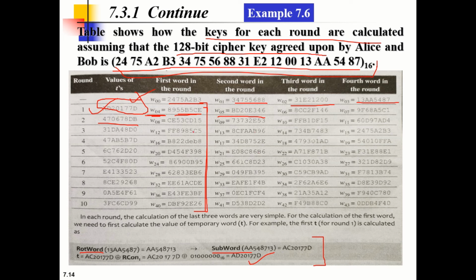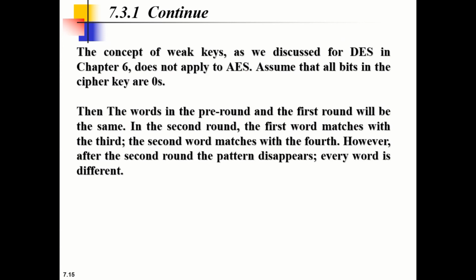This W5 will be calculated by applying an XOR operation between W4 and W1, and this process goes on to find out all the round keys, right? So this concept of weak key, which we were having in DES, is not an issue in AES.